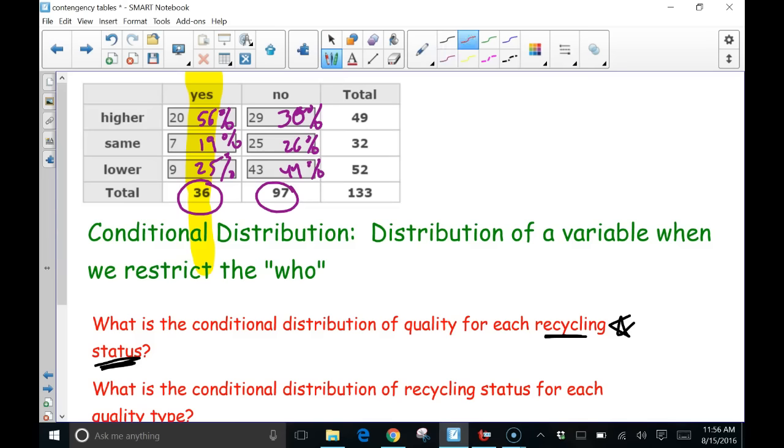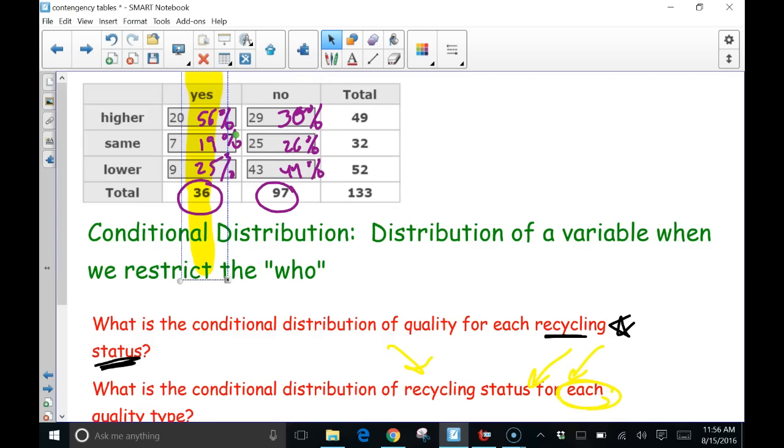Okay, now I could have easily reworded the question, which is why I bring you down here. I'm just going to point here and say to you, what is the conditional distribution of recycling status for each quality type? Now you notice I'm specifying quality type. So now, when we look at this, there are 3 quality types: higher, same, and lower.